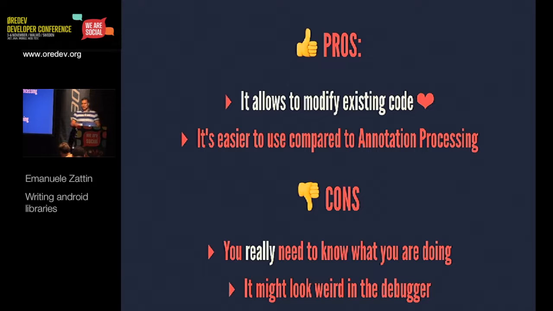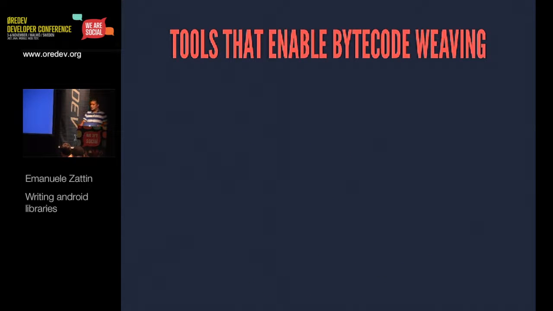So my suggestion is to try to do as much as possible with annotation processing, and in the end, just change those 2 or 3 places with the bytecode manipulation in a way that doesn't look weird in the debugger. So don't add lines and so on. There are several tools that allow you to do this. ASM is one of them. It's very popular and very fast. AspectJ is another. I think Jake uses it for Hugo. And Javassist is another one.